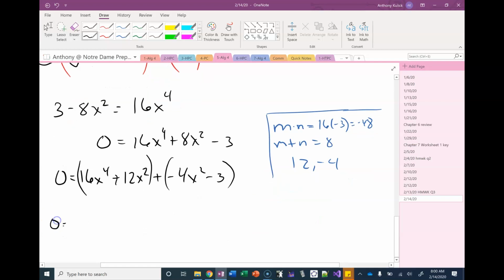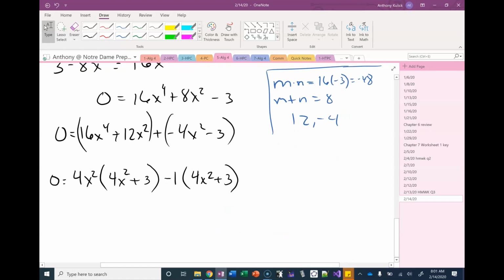From the first group, I notice there's a greatest common factor of 4x squared, leaving me with 4x squared plus 3. And from the second group, I notice that there's a greatest common factor of negative 1, leaving me with 4x squared plus 3. And if I compare these 2 terms, I notice that they both have the 4x squared plus 3 in it. So I can factor that off, leaving me with the 4x squared minus 1. Okay with that so far, Henry?